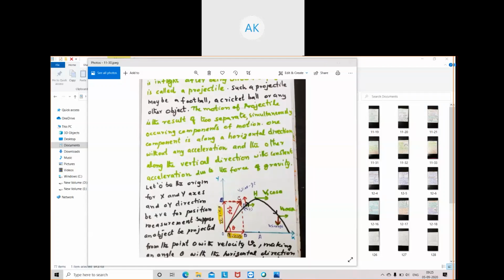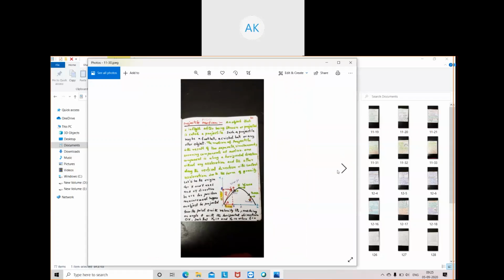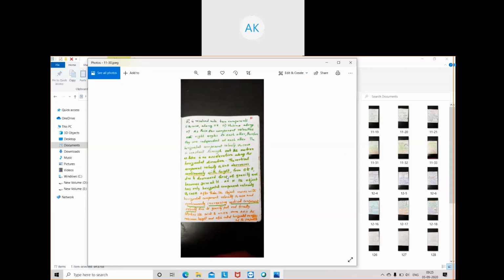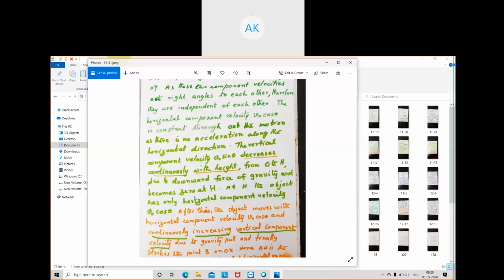So which component of velocity remains constant? The horizontal component of velocity. What is the horizontal component? V0 cos theta. Which component of velocity is changing with time? The vertical component of velocity. What is it? V0 sin theta. How is it changing? V0 sin theta minus gt when it goes upwards and v0 sin theta plus gt when it comes downwards. That is what I explained yesterday. I think now it is clear. That is explained here.